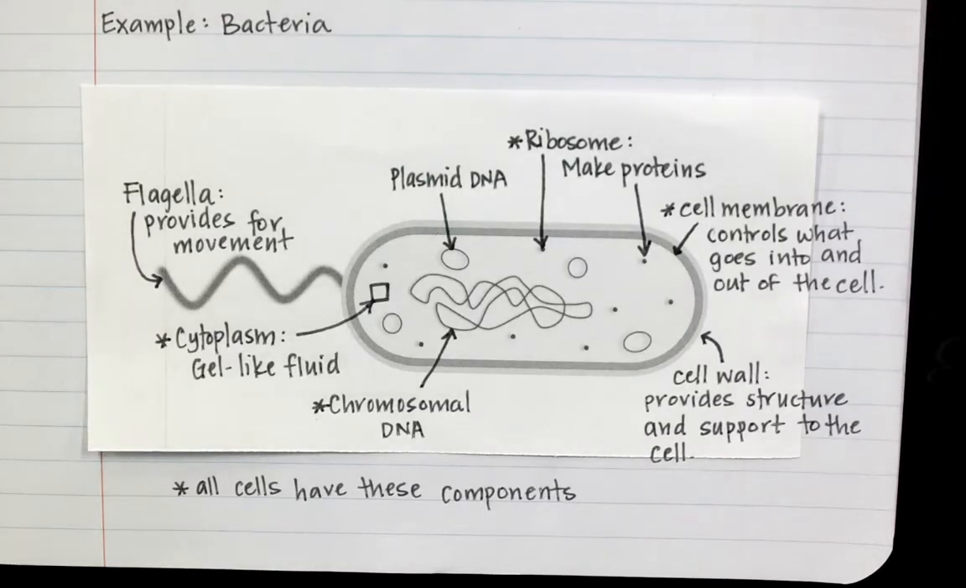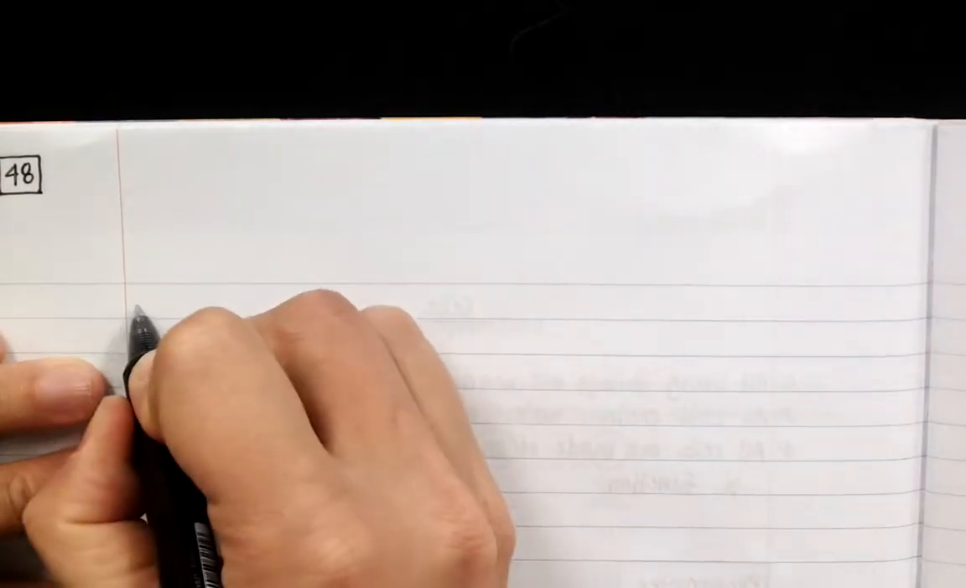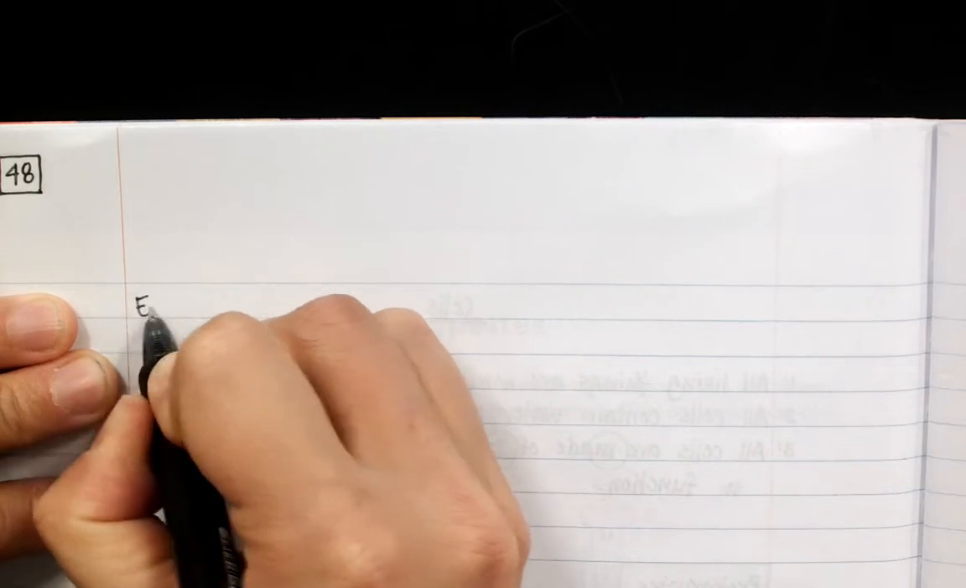Okay, now we're going to turn the page so we can continue our notes. So now I am working on page 48, and I'm going to be working at the top of this page because we have to move on to our next type of cell. So on page 48, we are going to be talking about not prokaryotes, but something called eukaryotes.